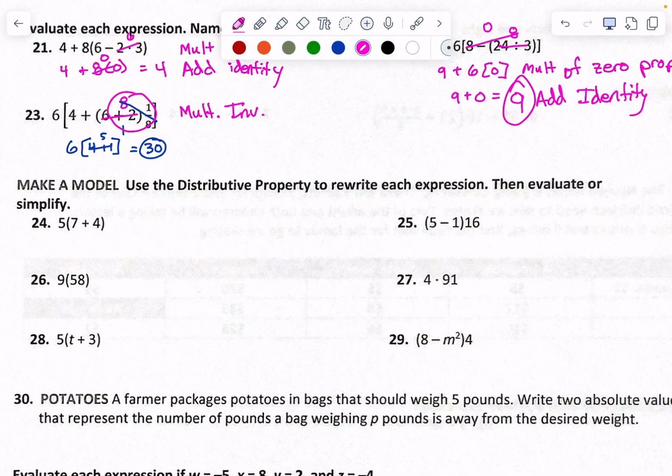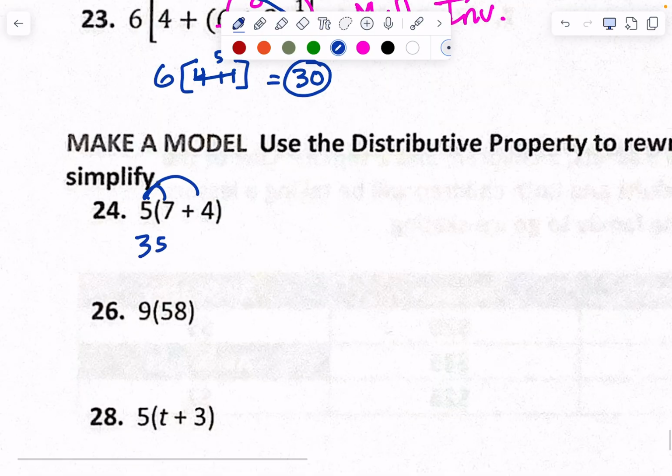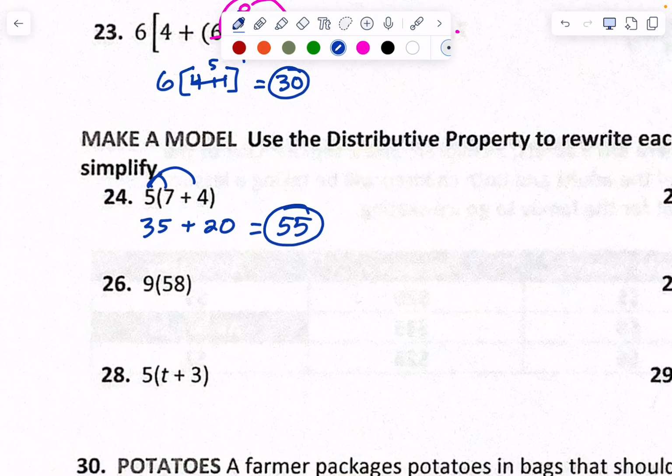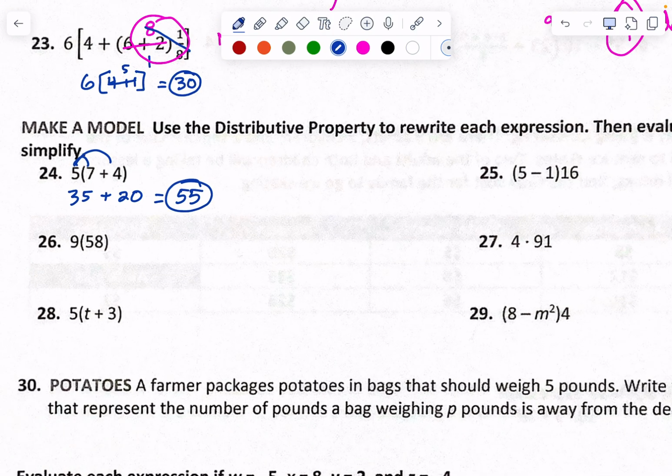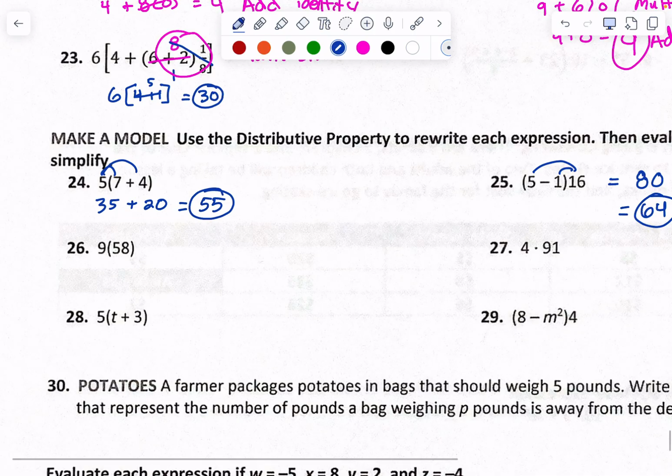Distributive property. This is my favorite. If you distribute 5 and 7 and 5 and 4 becomes 35 plus 20, which is 55. How did you do that fast? 64. Okay, do 25. That's 80, which is 64. I thought you minus them.